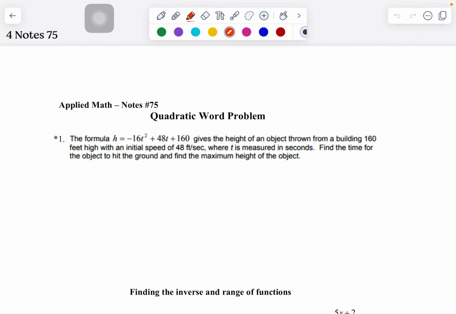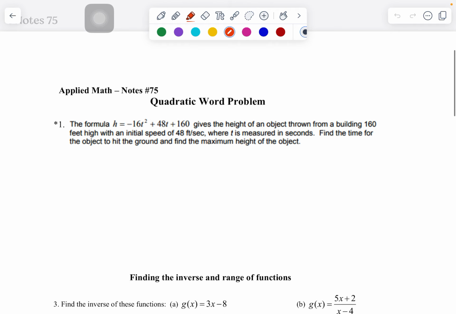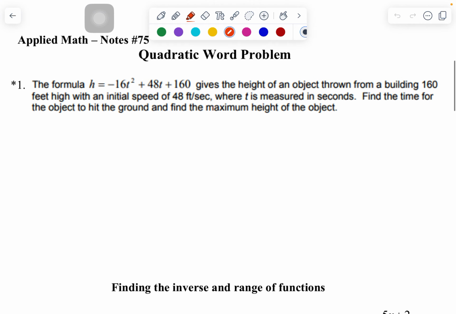All right, this is going to be the first video for Note 75. I'm going to break it up into two parts. So question number one is going to get its own video. It is a quadratic word problem. And I did put an asterisk in front of this mess because this is definitely going to be a problem you're going to want a calculator for.